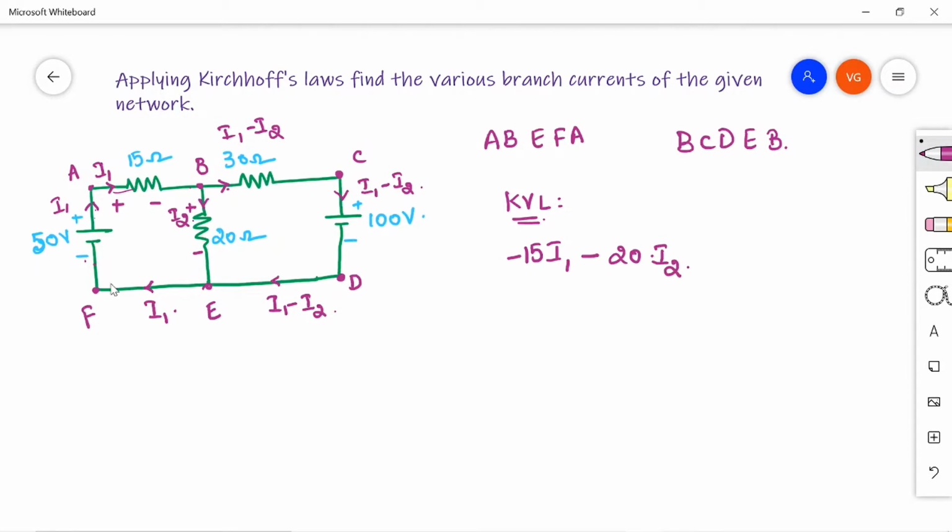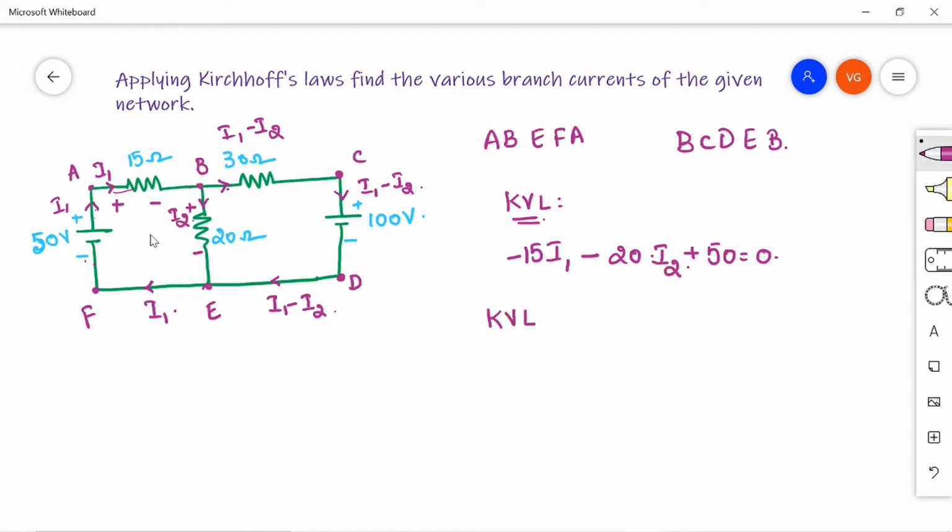Similarly, coming to the EF branch, there is no element, so you can leave that. Coming to this branch, F and A, right? It has a current source, voltage source. So minus 2 plus 50 is equal to 0, right? So this is the first loop equation that I am getting.